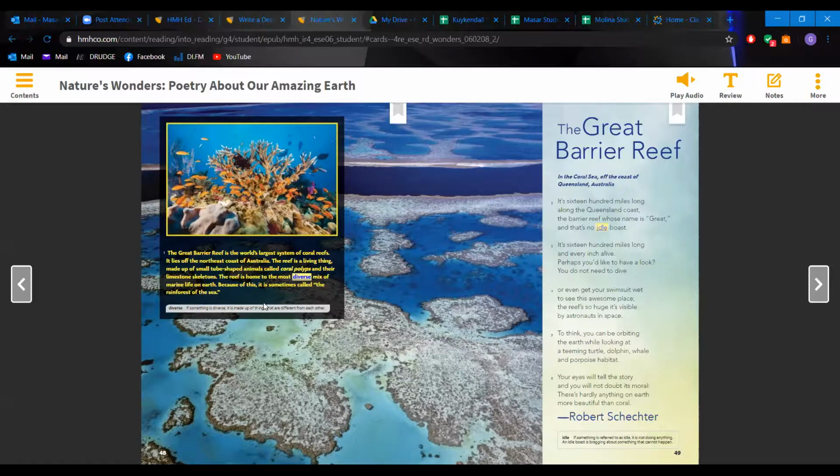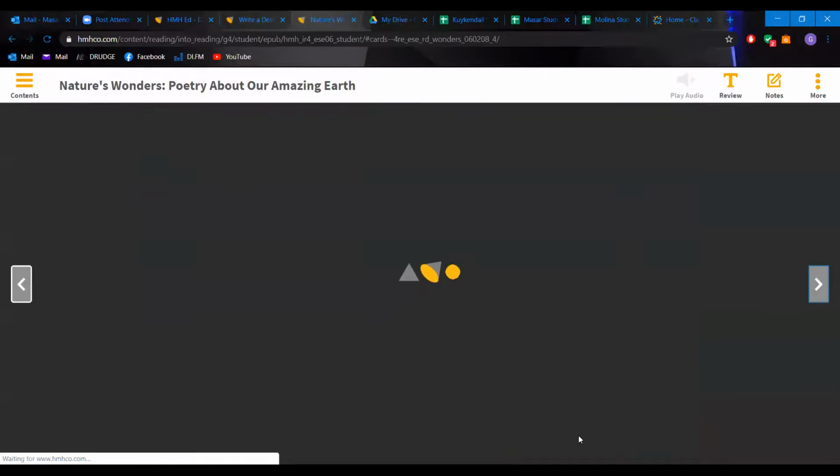Limestone skeletons. Oh, the limestone skeletons of what? Polyps. Yeah, coral polyps. That's what the coral is called. Those are polyps. The little pieces of coral that you see that the fish are swimming around. Oh. That's what they're talking about. Okay, so that's it for the Great Barrier Reef. Let's look at our next one.